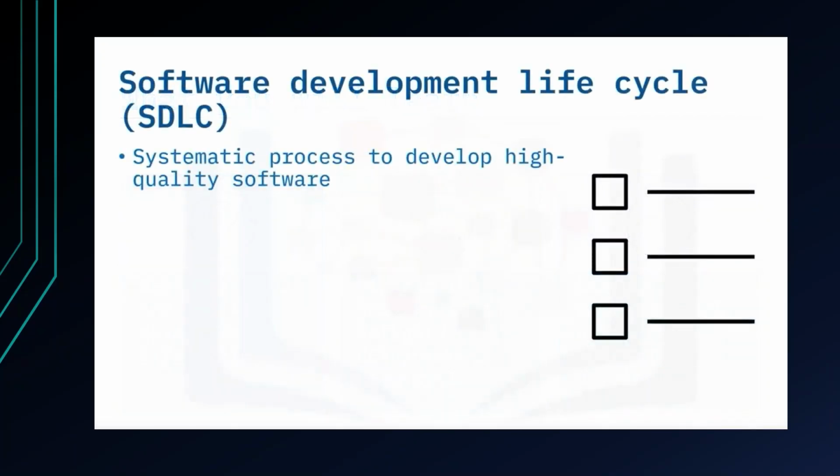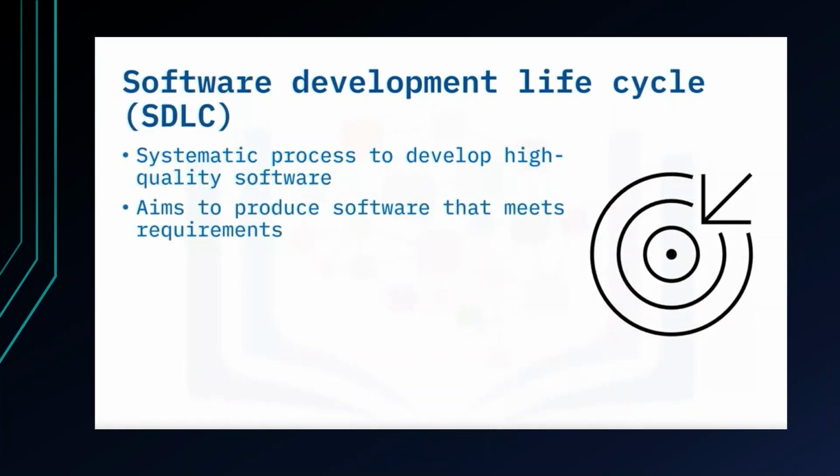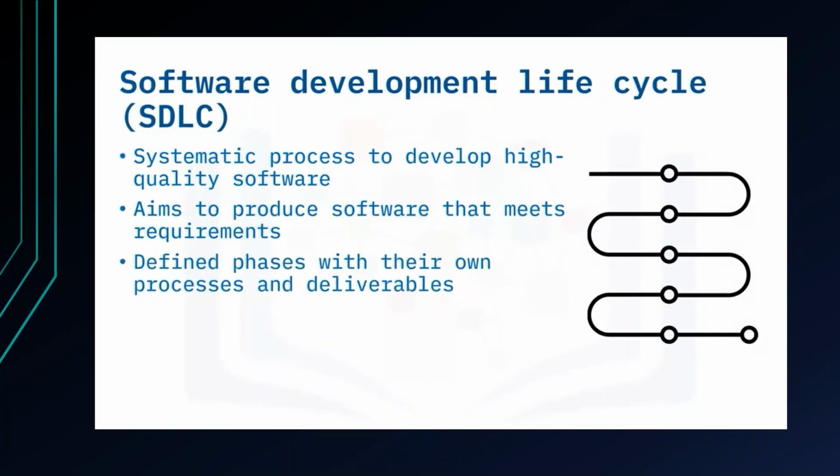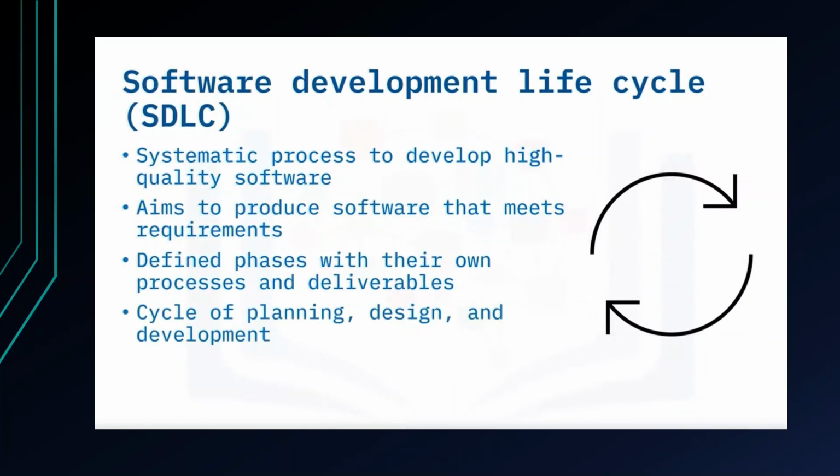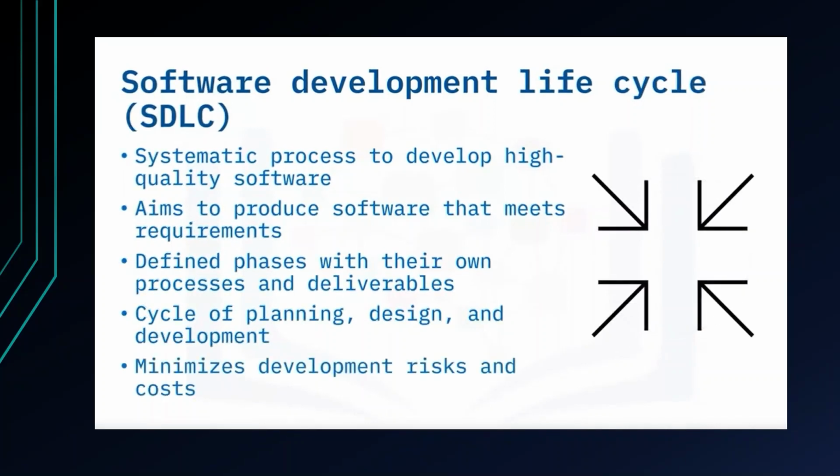The software development life cycle, known as the SDLC, is a systematic process to develop high-quality software in a predictable time frame and budget. The goal of SDLC is to produce software that meets a client's business requirements. The SDLC defines phases of the software development process that encompass their own process and deliverables. It is a cycle of planning, designing, and development that can be implemented as an iterative approach to software development. Adherence to the SDLC minimizes risks and cost to the development of high-quality deployable software.